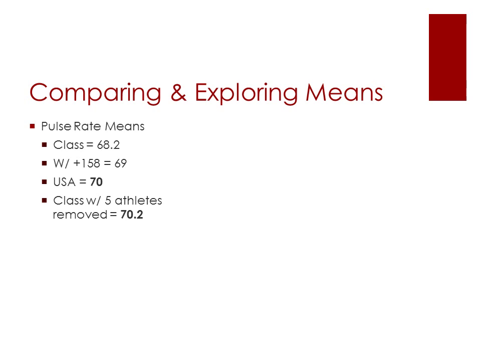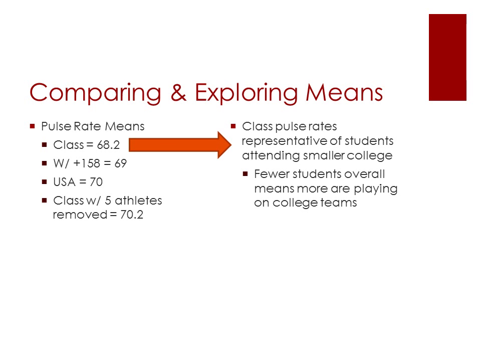So, now we go back and look at all of these. Now we have the class with the 5 athletes removed at 70.2, which is much closer to the USA average. What this tells me is our class pulse rate of 68.2 might be used as a representation of students attending a smaller college, but perhaps not those attending a larger college. In smaller colleges such as St. Francis, you have more students who are also athletes because you have a smaller overall student body to draw from. So keep in mind that in this class, we have 5 athletes. It's actually unusual for me to teach a class at St. Francis that does not have 1 or 2 athletes in it.